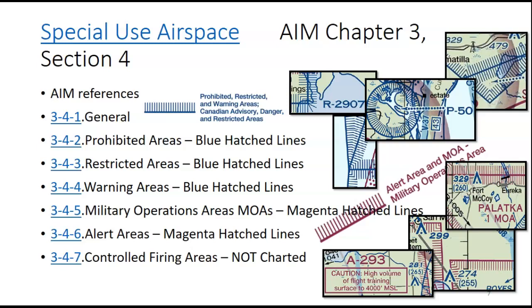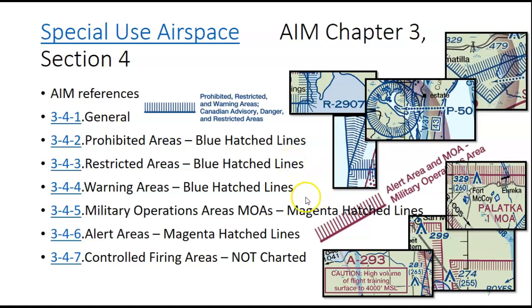Prohibited areas, restricted areas, and warning areas are all identified by blue hatched marks. And you can see here, this is restricted area 2907. It's identified on the map with the blue hatches, and also R2907. Prohibited area P50, that's the area around Camp David in Maryland. So you can identify these areas with the blue hatched lines.